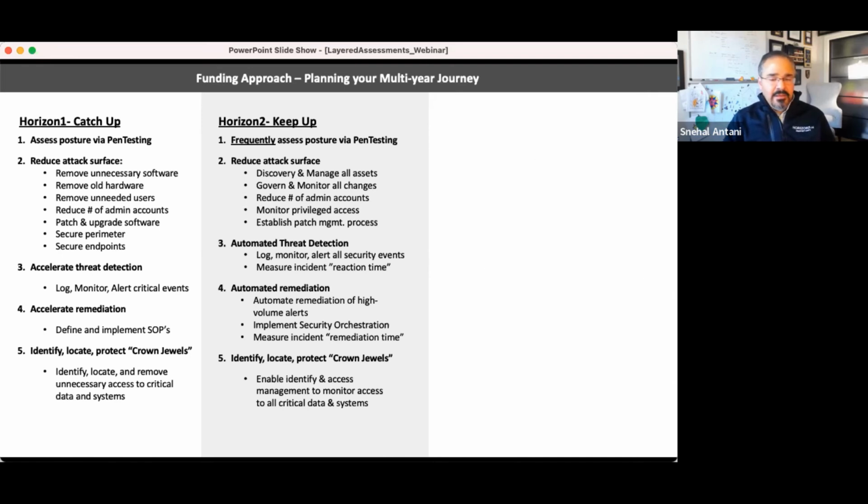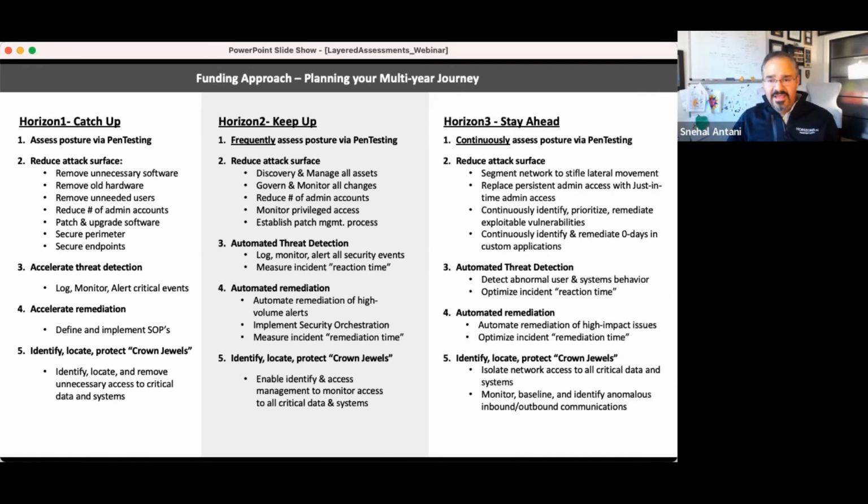And then finally, in the stay ahead phase, if you think about this as a 5-year journey, your first 18 to 24 months are really on catching up. Probably the next 18 months are in keeping up. And then probably the final 6 months or so will be on the stay ahead, because at that point you've achieved a pretty significant level of maturity. And in this case, you are now continuously assessing your environment. You are able to segment your network to stifle lateral movement, start to apply zero trust principles.